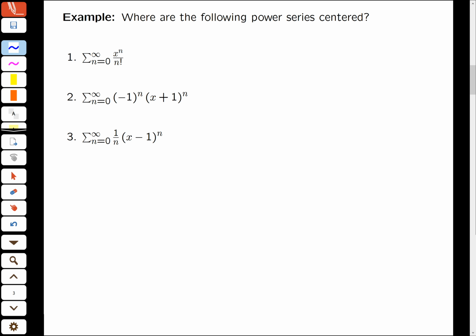So let's look at the first ones right here. Where are the following power series centered? In other words, what is c? If you look at this first one, what would c be equal to? 0. If you look at the second one, remember it's x minus c. So what is c equal to for the second one? Negative 1, because you have x plus 1, which is equal to x minus a negative 1. So c equals negative 1. And tell me about the last one. 1. Because it's x minus c, so it's the opposite sign of what you see there. That's what c is going to be.